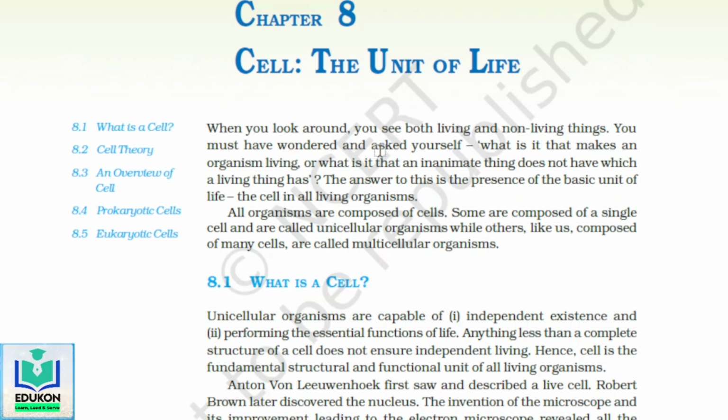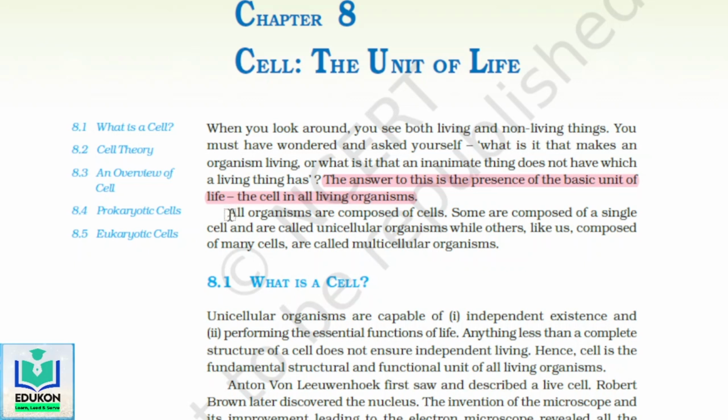So when you look around, you see both living and non-living things. You must have wondered what it is that makes an organism living, or what an inanimate thing does not have which a living thing has. So we know what is living and non-living. The answer is the presence of the basic unit of life, the cell, in all organisms. Cells are present in all living organisms, whereas non-living things don't have any kind of cell.